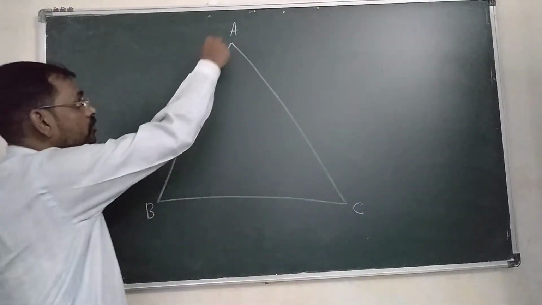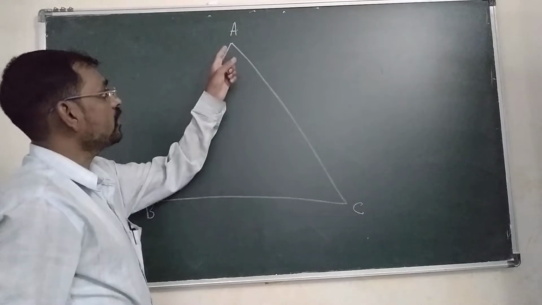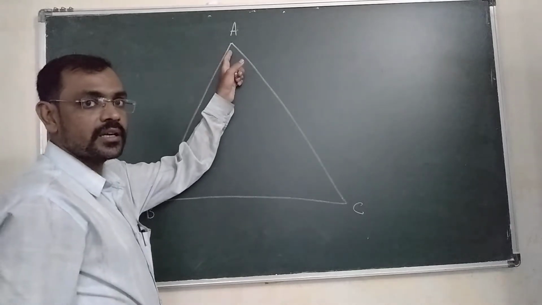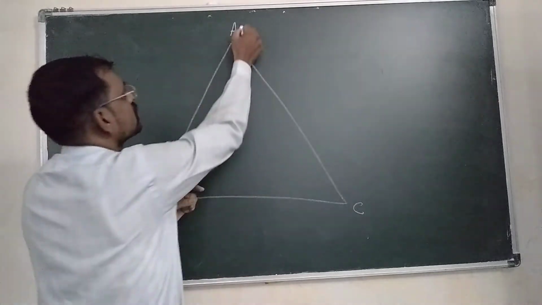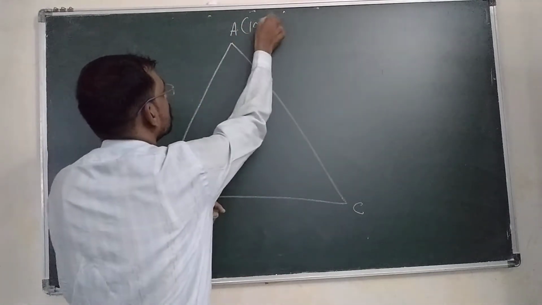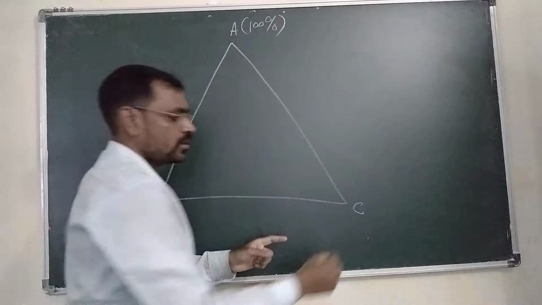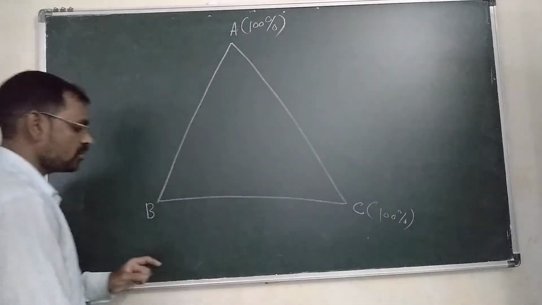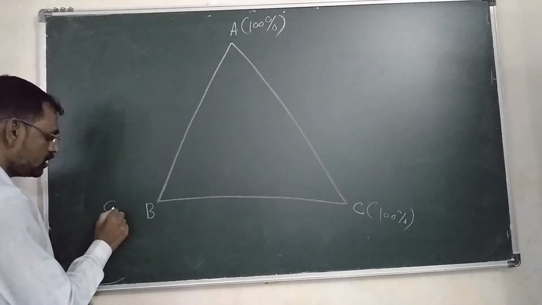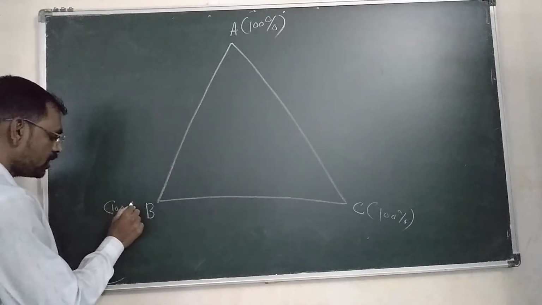At the apex of the triangle, that is at the corner of the triangle, each component is present in 100%. This C is 100% here. At the apex, at the corner C, the component is present in 100%.